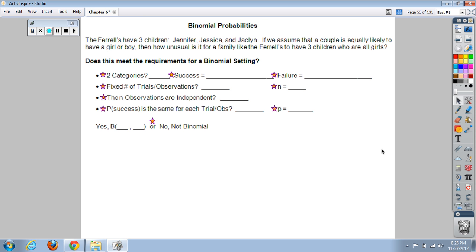All right, so an example. The Farrells have 3 children, Jennifer, Jessica, and Jacqueline. If we assume that a couple is equally likely to have a boy or a girl, then how unusual is it for a family like the Farrells to have 3 children who are all girls?